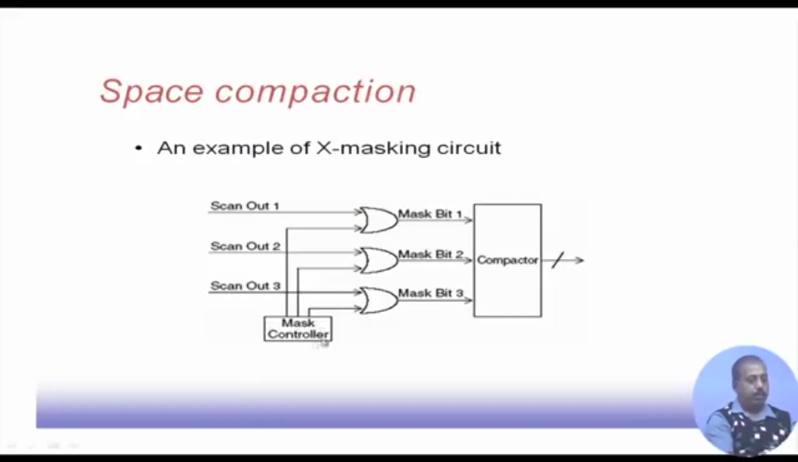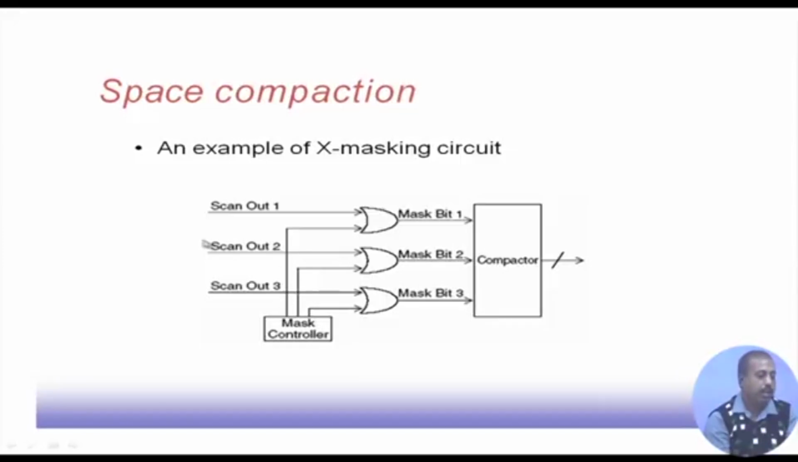So, we have got a mask controller. The scan chain outputs are coming, and we know that this particular line has to be masked out. So, the mask controller can put a 1 here, so that this one gets masked off. This mask controller continually generates masks.